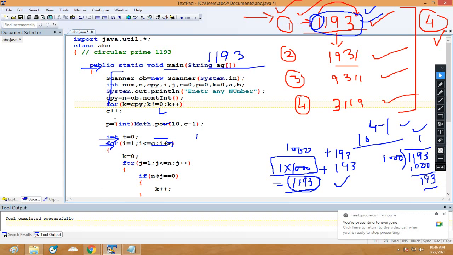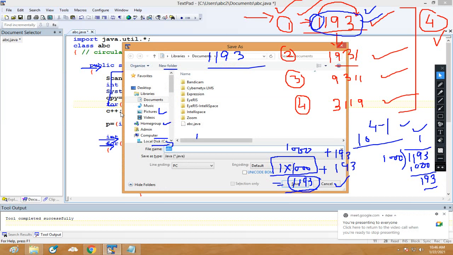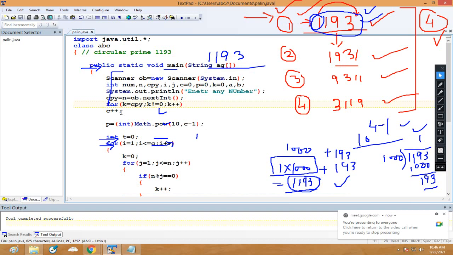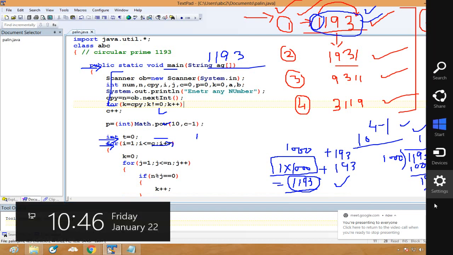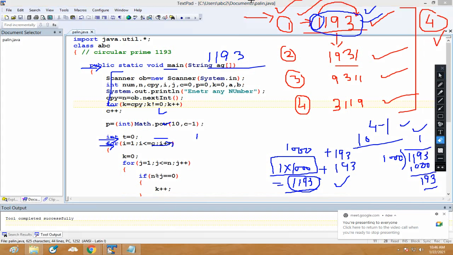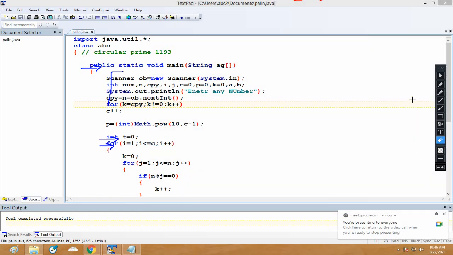Okay, so let me discuss the next program. So the next question was, do you remember the next question? Yes, sir. All 4 digits. All 4 digit palindromic, right? Palindrome. Okay, so let me discuss that.